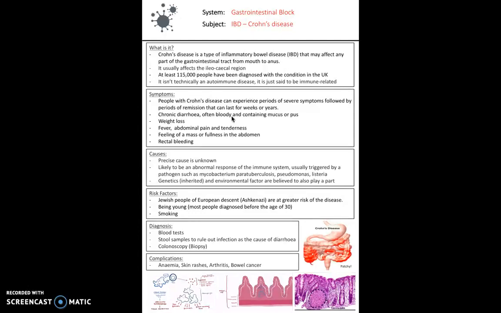So the precise cause of Crohn's disease is unknown, but it's likely to be an abnormal response by the immune system, as we've already said, which is triggered by some kind of pathogen such as mycobacterium paratuberculosis, pseudomonas, or listeria, and so on. It can also be genetic, so it can be inherited, but also environmental factors are believed to play an important role. So if you are of Jewish European descent, you have a greater risk of being affected by Crohn's disease. If you're young, most people are diagnosed with Crohn's by the age of 30, and smoking also increases your risk of developing Crohn's disease.